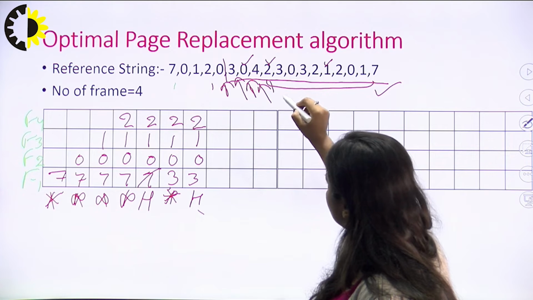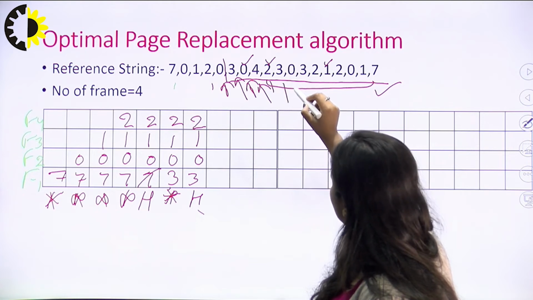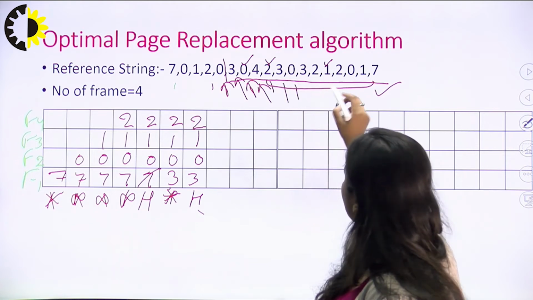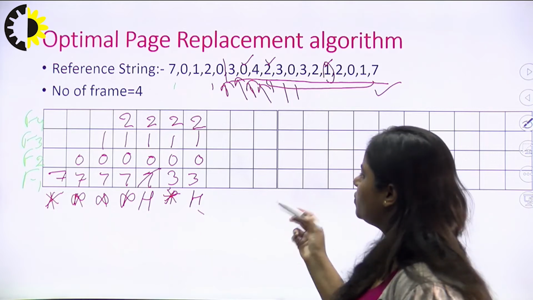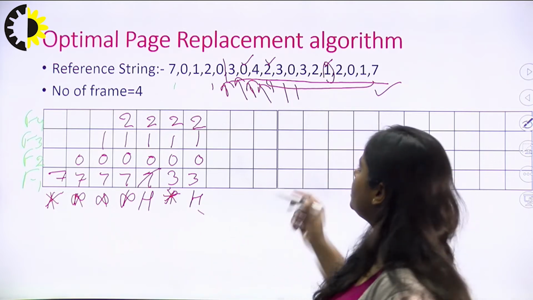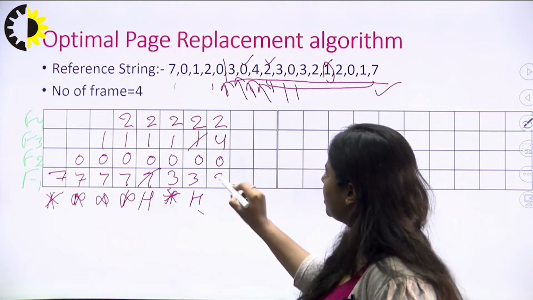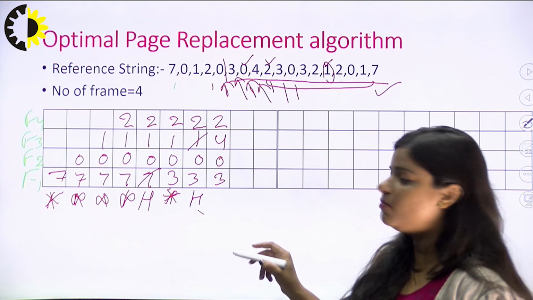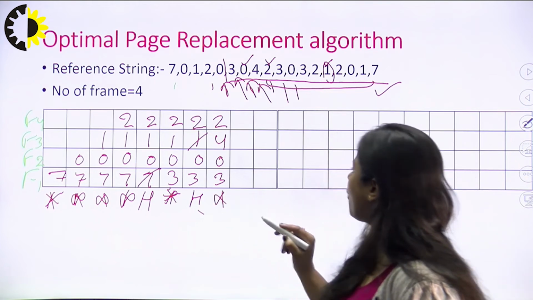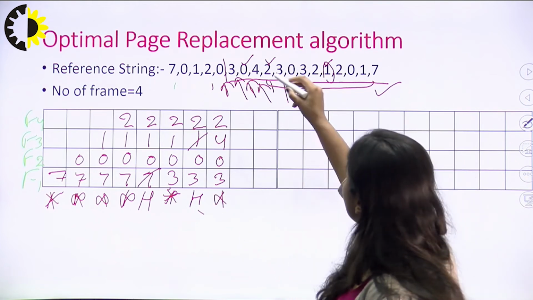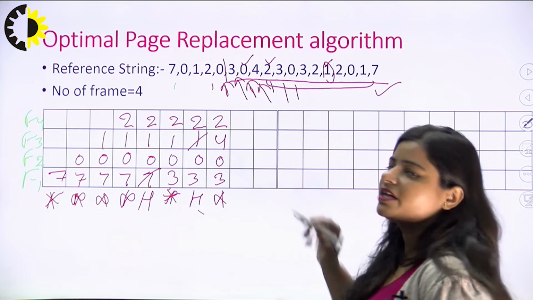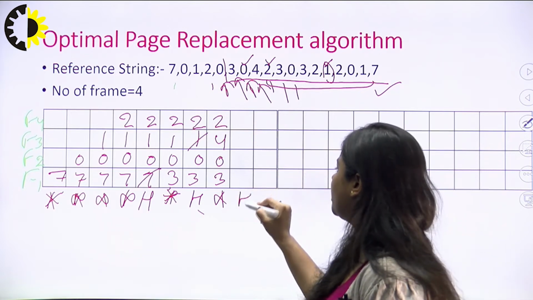2 is here, 3 is here, 0 is here, and 1 is at last. So we will remove 1 and write 4 over here. Okay, 2 0 and 3, and we have not found 4 inside the main memory, so it is a page fault. Now 2 is already present inside the main memory, so it is a page hit.